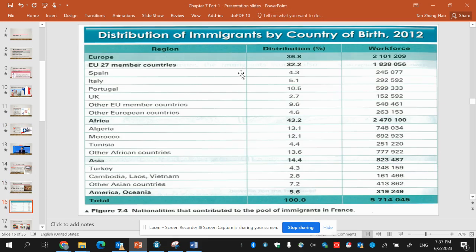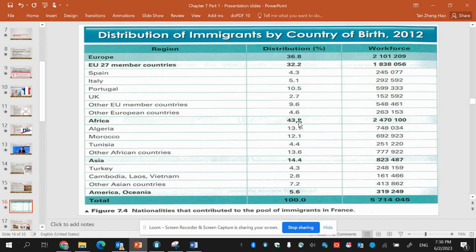All right. You can see in many countries, not just in France, for example, in Spain, there's 4% of people who are immigrants, in Portugal, 10%, and so on. So many countries have a lot of migrants. Oh, this is the amount of migrants in France.